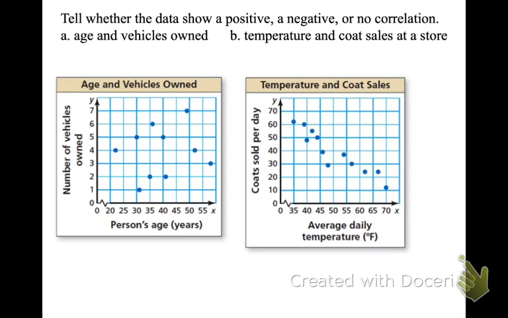Tell whether the data shows positive, negative, or no correlation. How about my age and the number of vehicles owned? Is there a relationship between how old you are and how many cars you've owned? No. Not at all. Just because you're 70 doesn't mean you're going to have more cars than anybody else in the world.